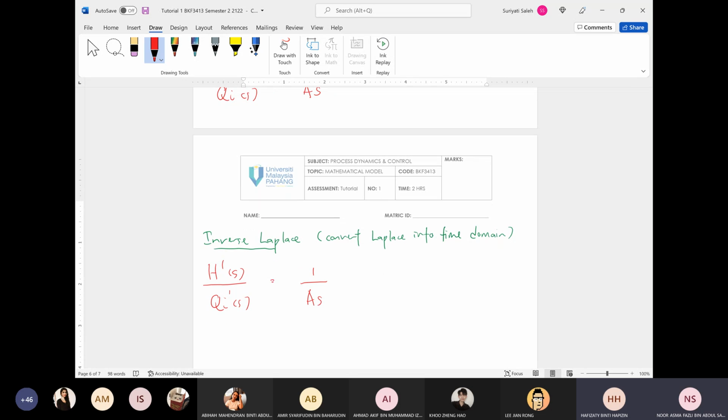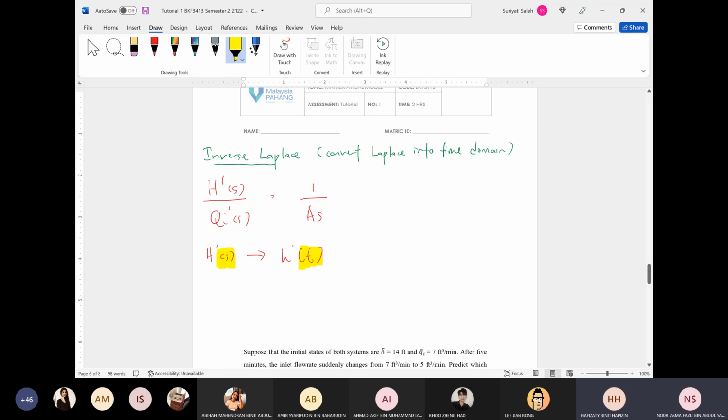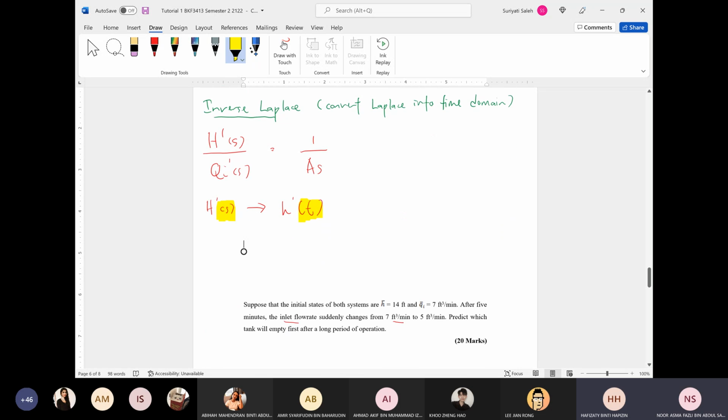So based on this, we want to convert the H prime S into H prime T. From S, Laplace, into T. T is your time domain. So when we have the H prime T, that means the equation is ready to be solved. So in order to make sure it can be solved, now we refer to the question.